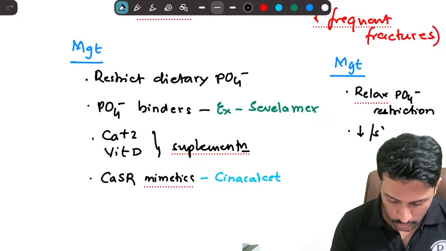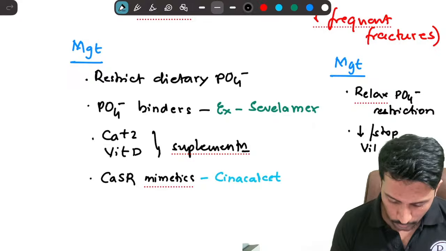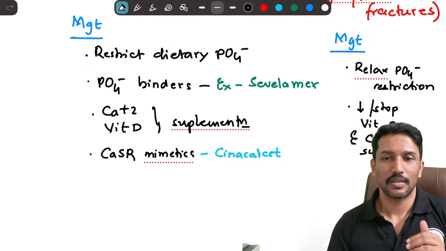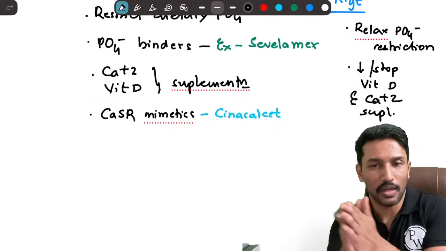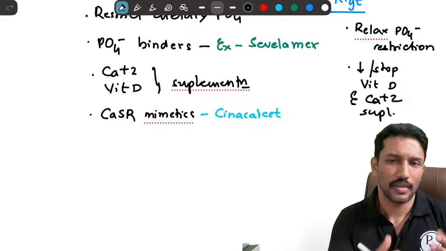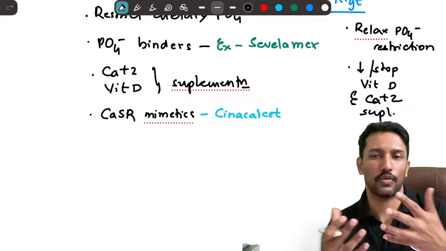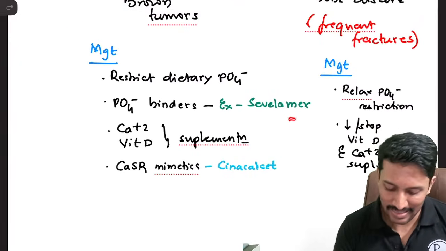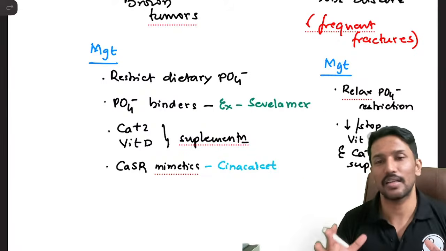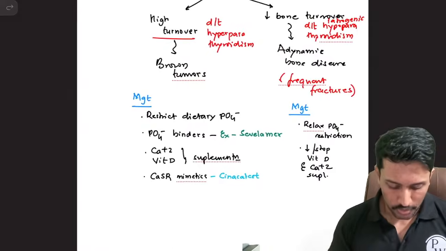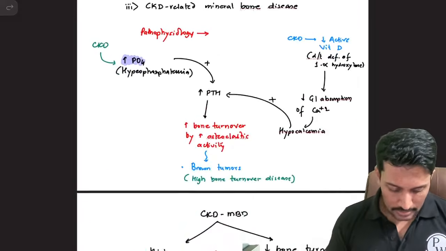decrease or stop the vitamin D and calcium supplementation that you are giving, so that the minor degree of hypocalcemia that comes in, and the phosphate level that increases, will increase the parathormone level and the bone turnover will improve. That's how we will treat the adynamic bone disease. So it's exactly opposite. The two treatments are exactly opposite because the two disease processes are exactly opposite. Okay, so that's about our third complication.